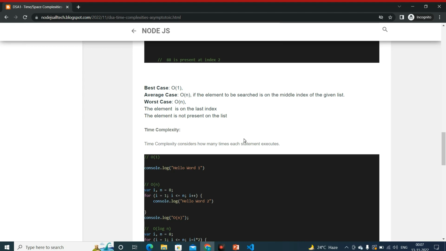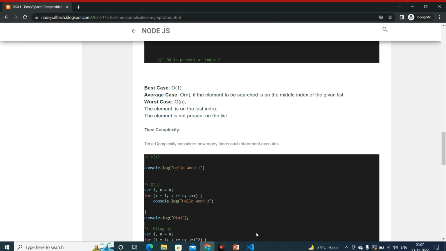So this is the basic example I have given to you for understanding the time complexity. But actually, time complexity of an algorithm or code is not equal to the actual time required to execute a particular code, but the number of times a statement is executed. I think again it is somewhat confusing, so it is better to understand it through the example only. Time complexity considers how many times each statement executes.